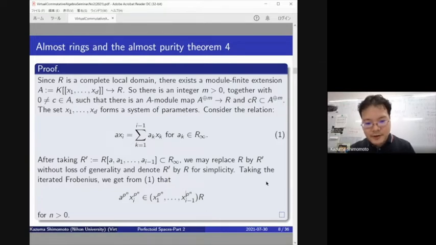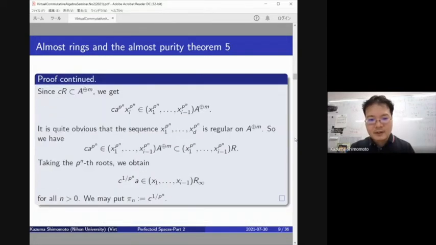So now the next point is just to iterate from this. Then we get from 1 the following relations. We simply apply the Frobenius as many times as you want. So this relation holds. Okay. Just because we have this relation, this can be used to deduce this relation. Then it is quite obvious that the sequence is regular, just because A is regular. So A is Cohen-Macaulay, which means this forms a regular sequence.